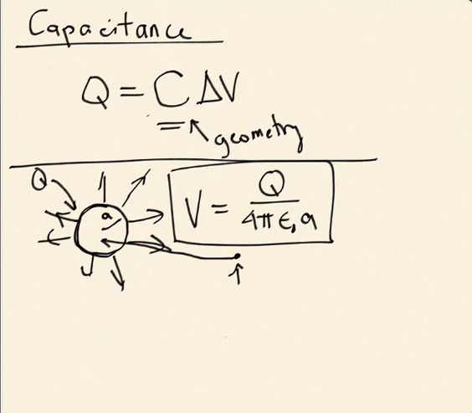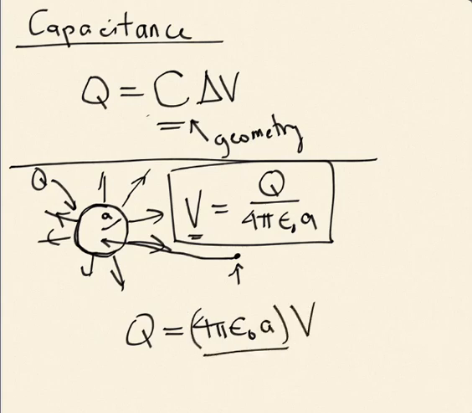Now you can see I have a linear relationship between the charge on the sphere and the potential relative to infinity. That relationship can be rewritten as Q equals 4 pi epsilon naught A times the potential. And so this is the capacitance of a single lone conducting sphere.